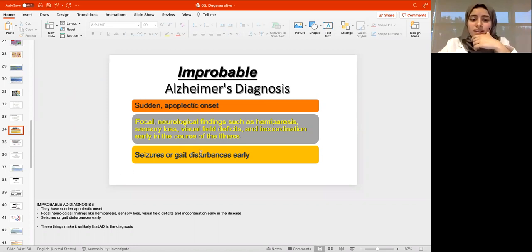Also, seizures and gait disturbances do not happen early in the course of AD. They can happen much later, but in the early stage, they don't happen. So this would be another sign telling you this is not AD. You can look at the scenario in the question. If he has these things, put AD at the bottom of your differentials, and think more about, for example, cerebrovascular disease or ALS, a motor disorder that can cause hemiparesis, okay?